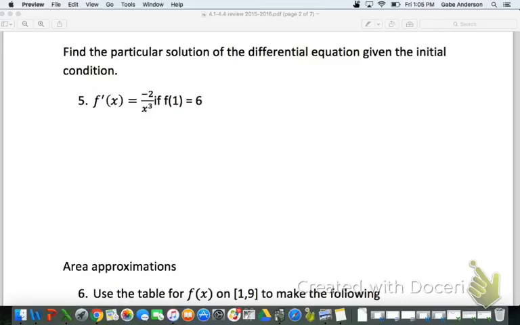It says, find the particular solution of the differential equation given the initial condition. So the differential equation is right here. Remember, a differential equation is any equation that has one or more derivatives. Can anybody explain what you maybe would want to do with just a slight rewrite before you got going with this one? Say again?